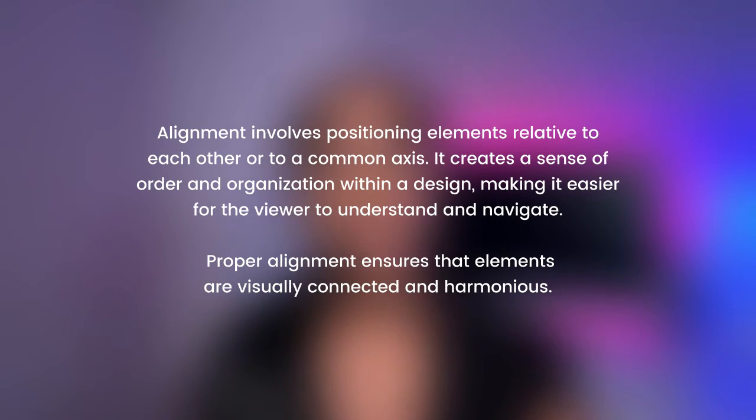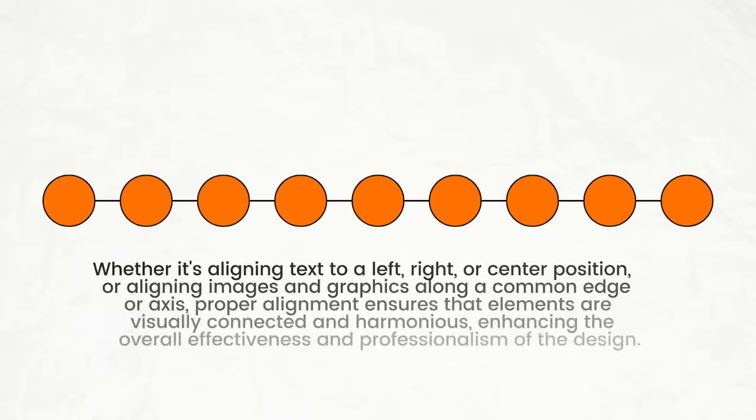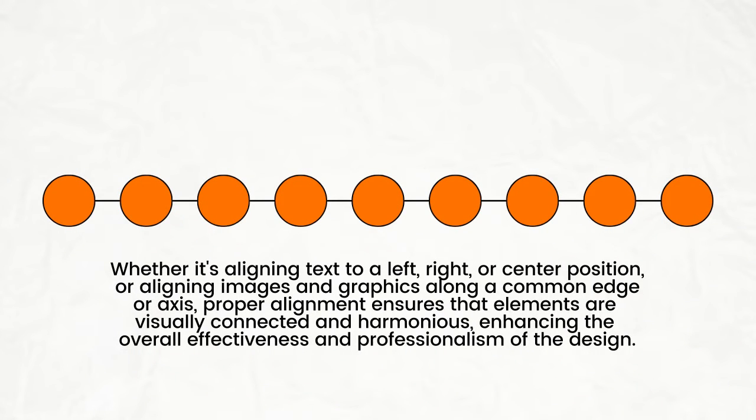Next, we have alignment. Alignment involves positioning elements relative to each other or to a common axis. It creates a sense of order and organization within a design, making it easier for the viewer to understand and navigate. Pretty much, you just don't want things to be all over the place. It's like a puzzle all over the place. It may be in the beginning, but when you align the puzzle together, it makes a picture. You following me? Okay, same thing with alignment.